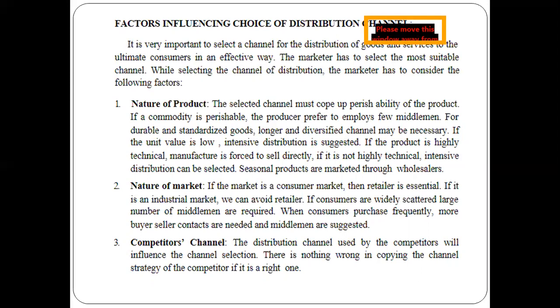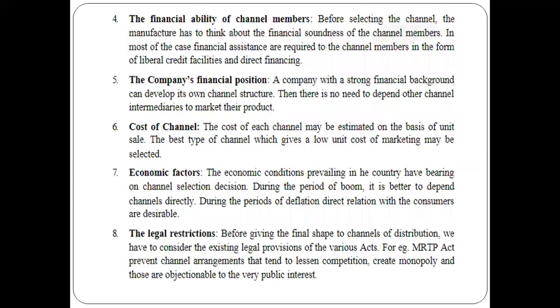The third is competitor channel. The distribution channel used by a competitor will influence the channel selection. There is nothing wrong in copying the channel strategy of the competitor if it is the right one. The fourth is financial ability of the channel member. So before selecting the channel, the manufacturer has to think about the financial soundness of the channel.